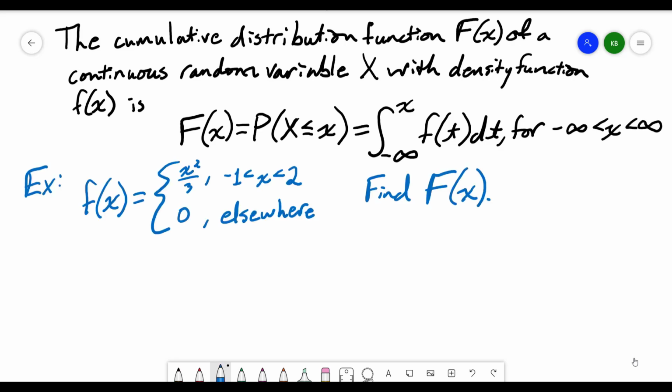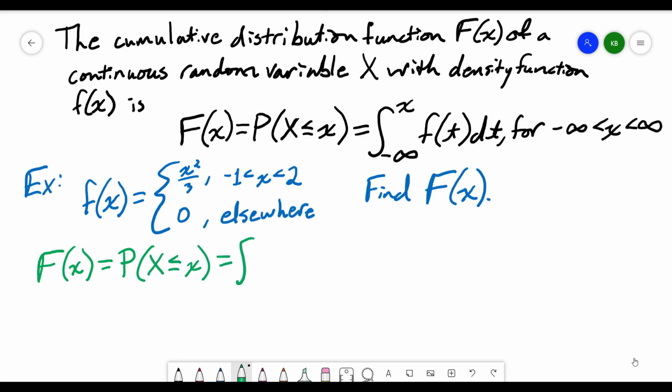Let's consider our density function that we had in our previous example, and let's work with it to find our cumulative distribution function that relates to this density function. So to do that, we're going to follow our definition of our cumulative distribution function. So capital F of x is going to equal the probability that our random variable is less than or equal to x.